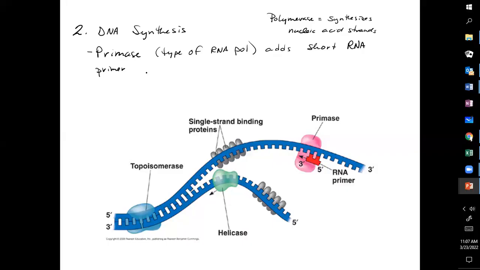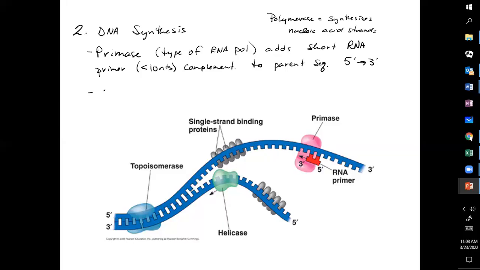And it adds a short RNA primer to get the synthesis started. And the primer is short, and what I mean by short, we're talking about usually less than 10 nucleotides in length, and it's complementary to the parent strand. And it is also going to be synthesized in a 5' to 3' direction. So depicted here in red would be a short RNA primer, and this would add a handful of RNA nucleotides to get things started.